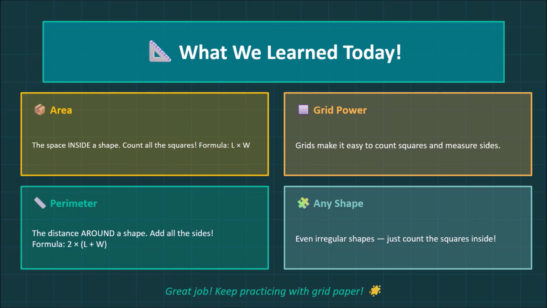Practice on the grid paper or the grid math notebook, draw your own rectangles or any irregular shapes and challenge a friend to figure out the area and perimeter. Until next time, keep exploring, keep counting, keep being awesome at math. Next video, we will discuss irregular shapes in more detail.